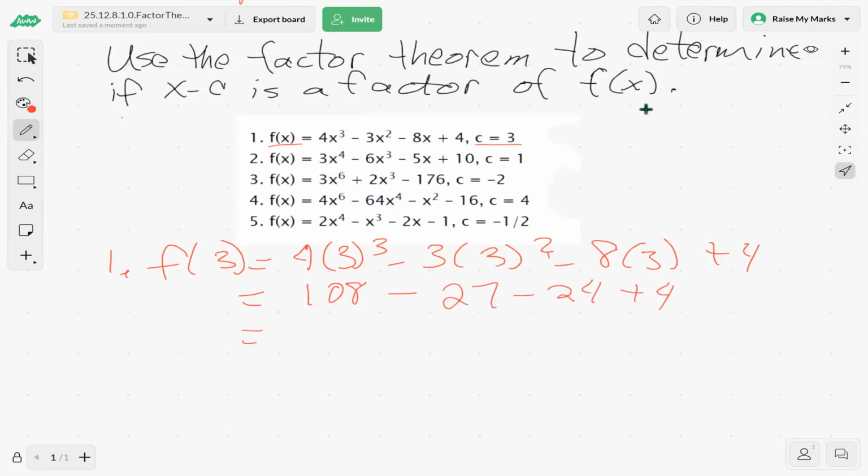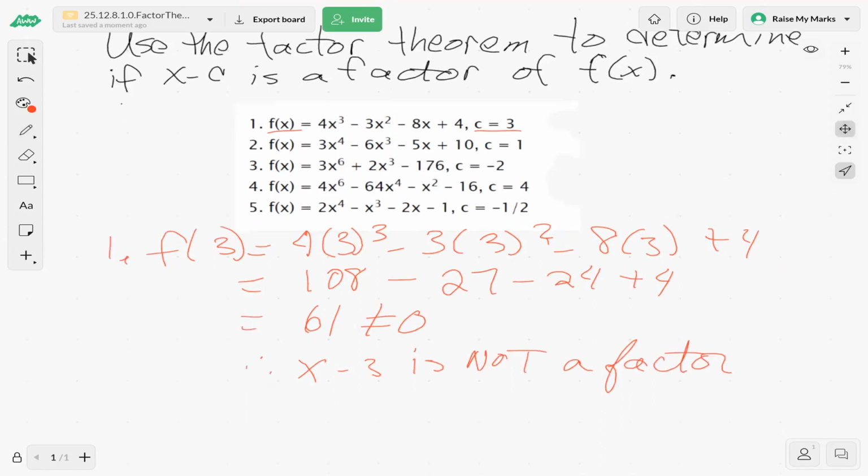So 108 minus 27 minus 24 plus 4. It looks like it's 61. Let's check that again: 108 minus 27 minus 24 plus 4, 61. This does not equal 0, so therefore x minus 3 is not a factor. Okay, so in this way we're going to go through the remaining exercises.